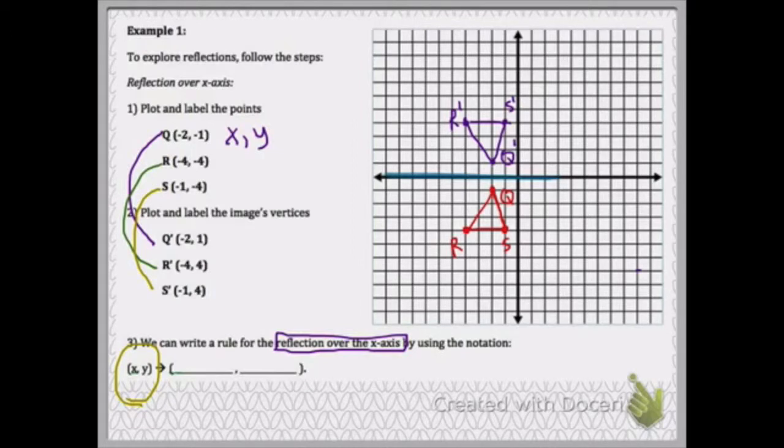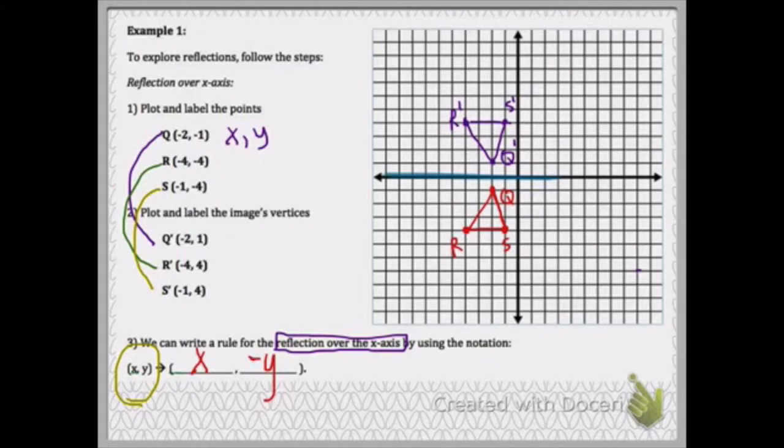Hopefully you noticed that when you're reflecting over the x-axis, nothing happened to the x values. The x values stayed the same. So reflecting over the x-axis, the x values stayed the same. But reflecting over the x-axis, the y values became their opposite. So we need to write the opposite of y.